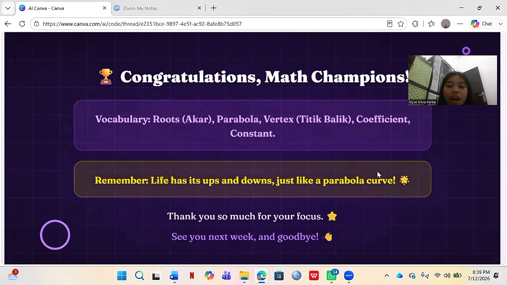Okay, students, time is up. The correct answer is down because the coefficient a is minus 3, which is negative. And great job to everyone who got it right. You are officially math champions today.